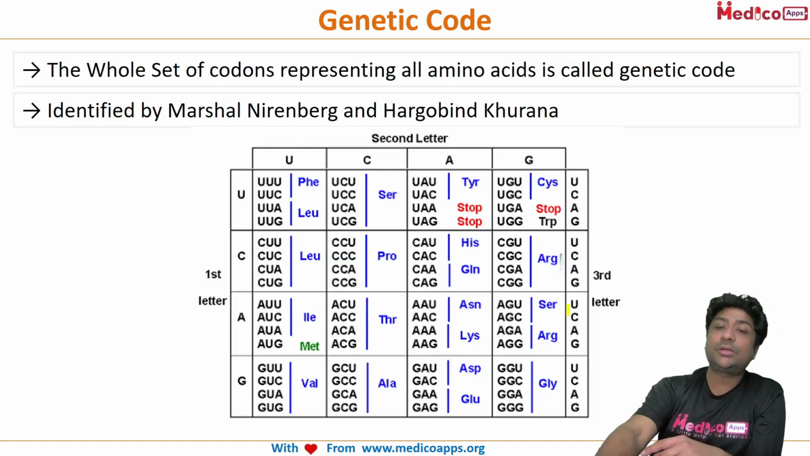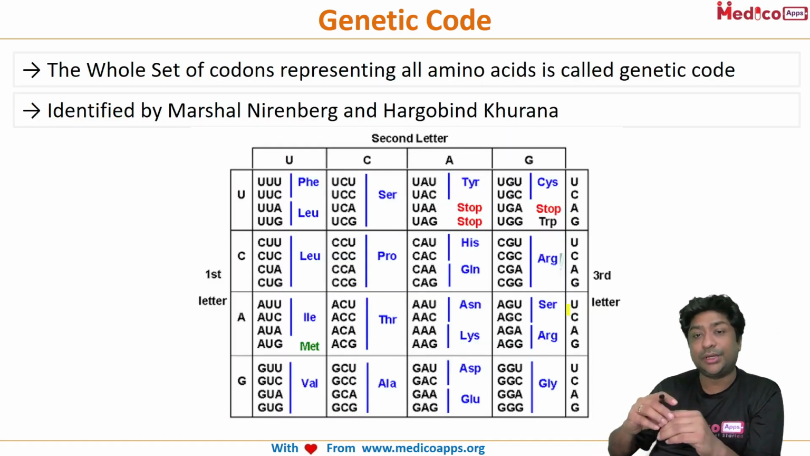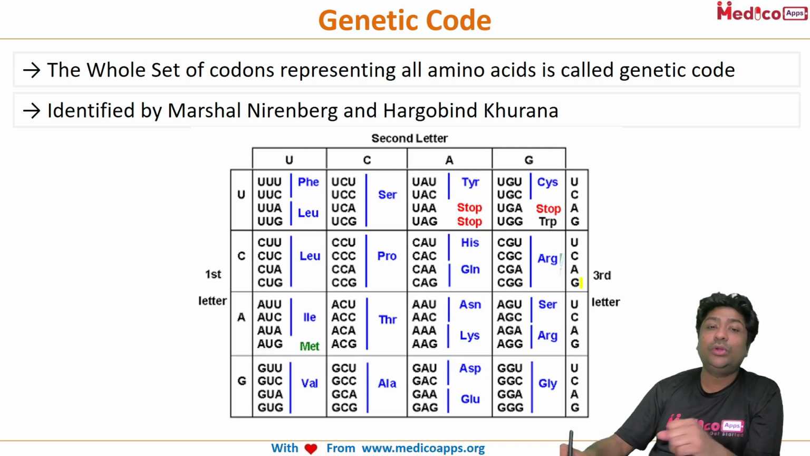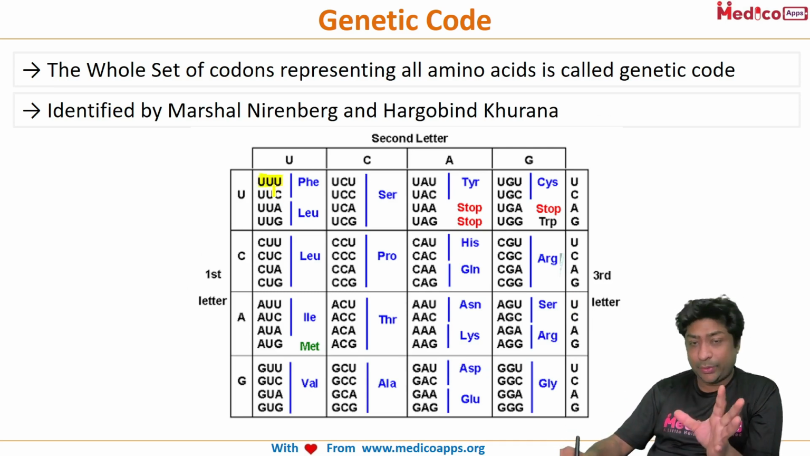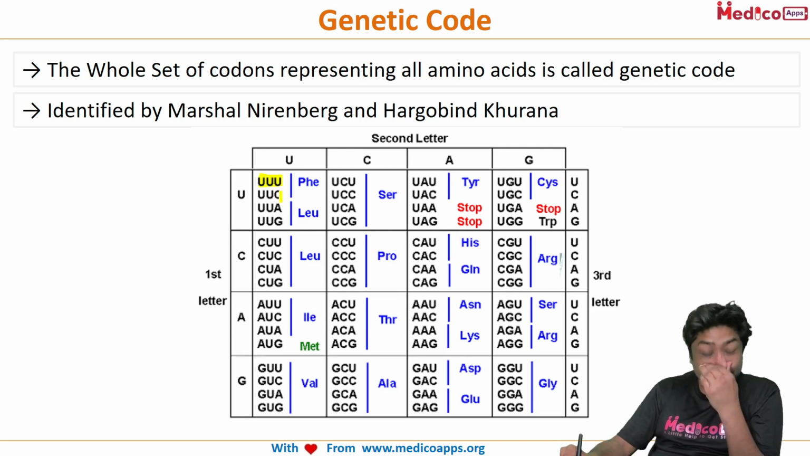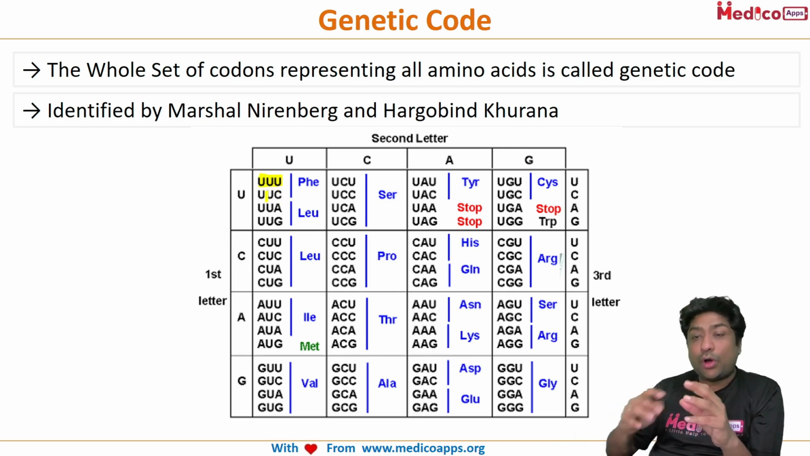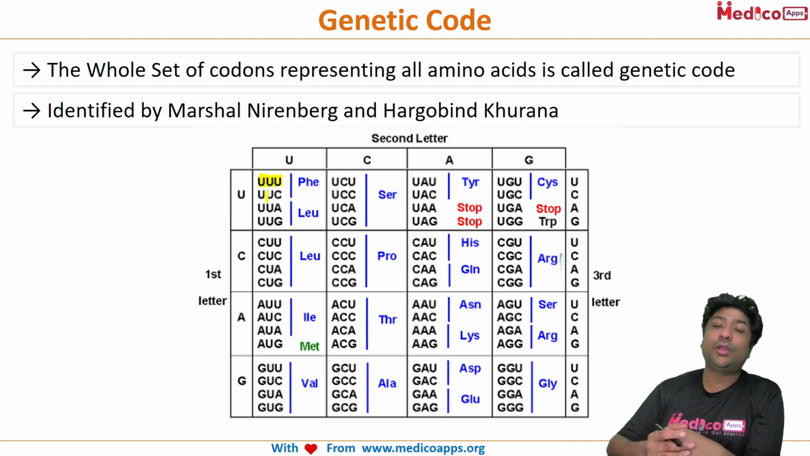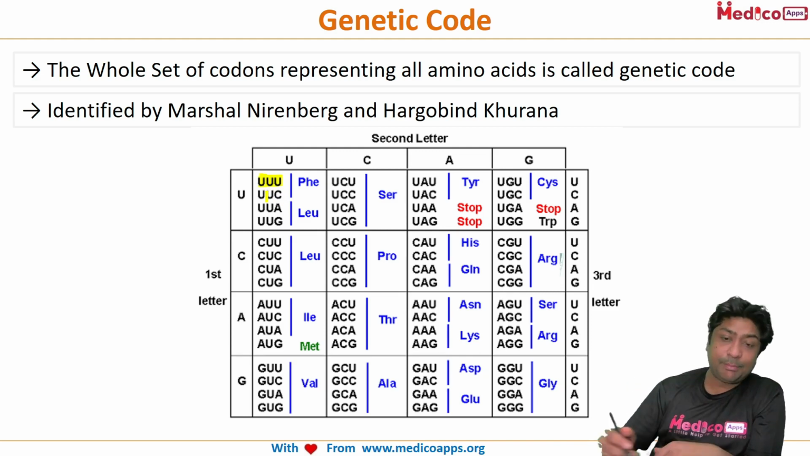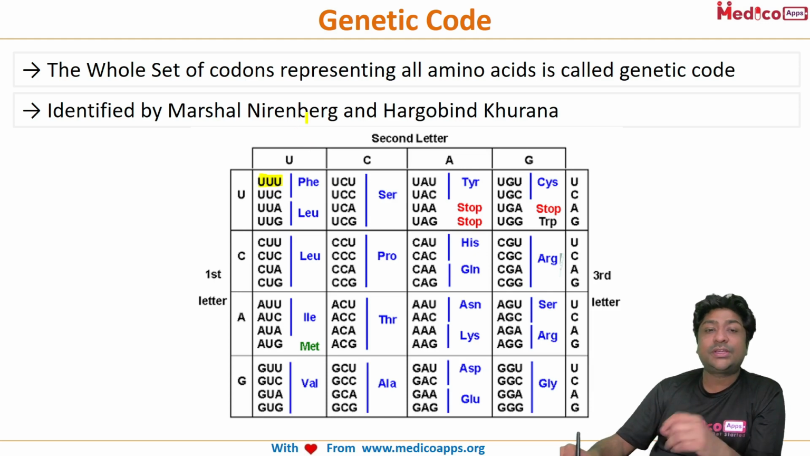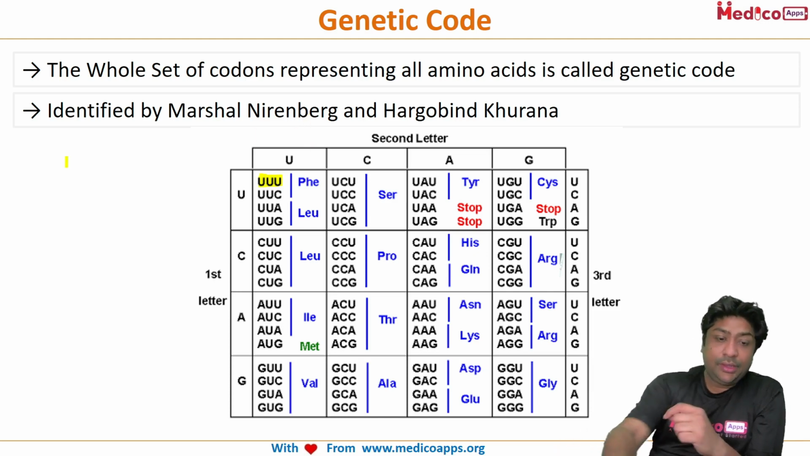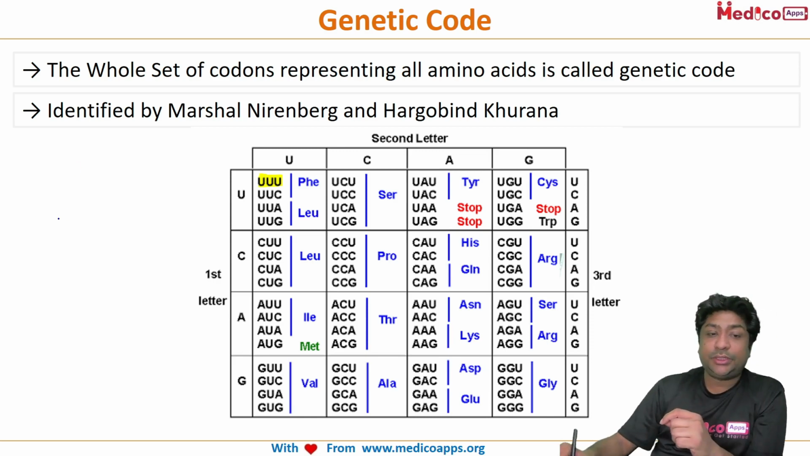The next important concept is the genetic code. Now we know that every codon is basically a triplet, which means three nitrogenous bases combined together to form a codon. All the possible combinations of this triplet sequence is basically what we call the genetic code. This genetic code was given by Nirenberg and Har Gobind Khorana.